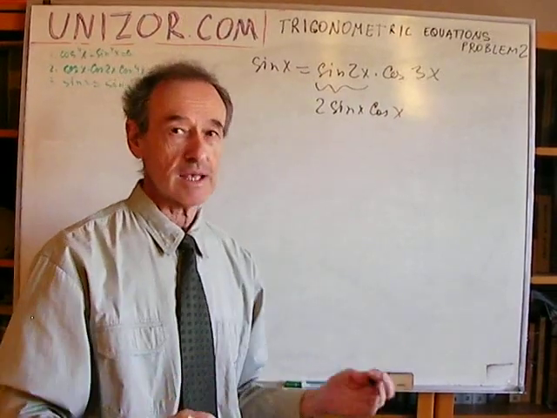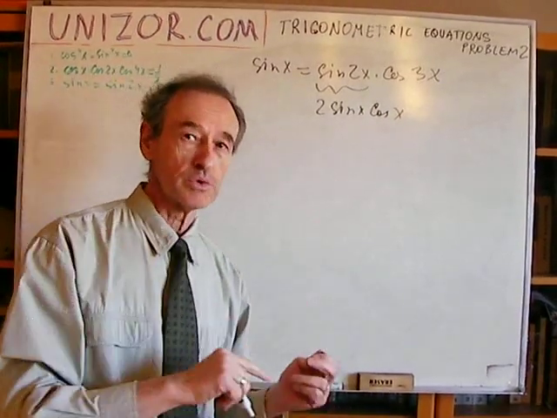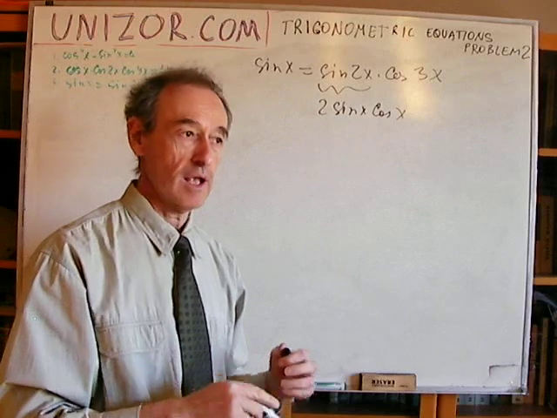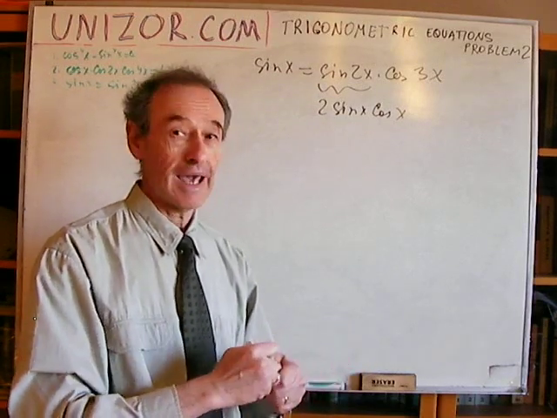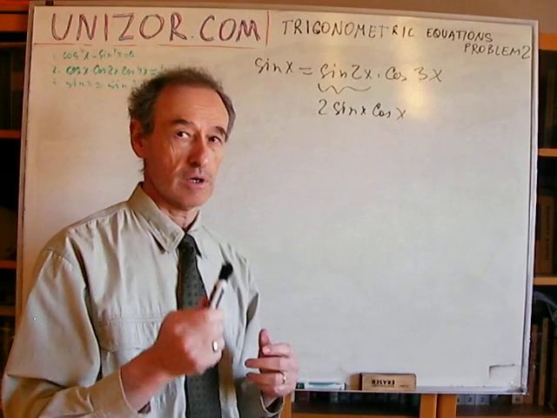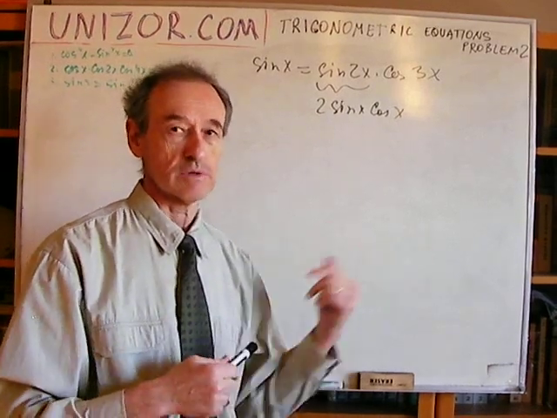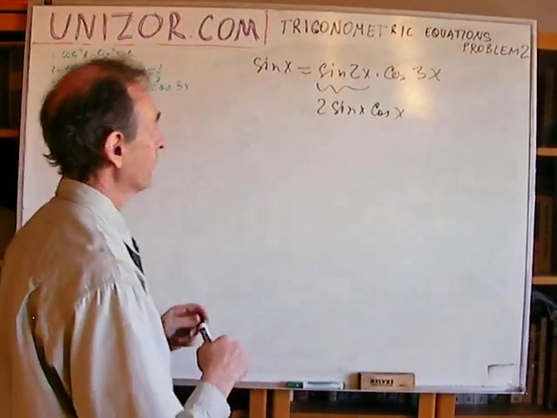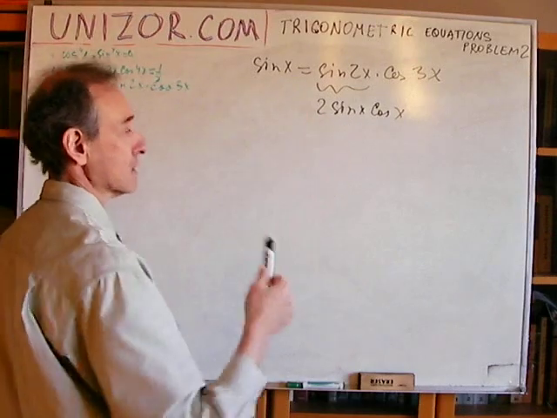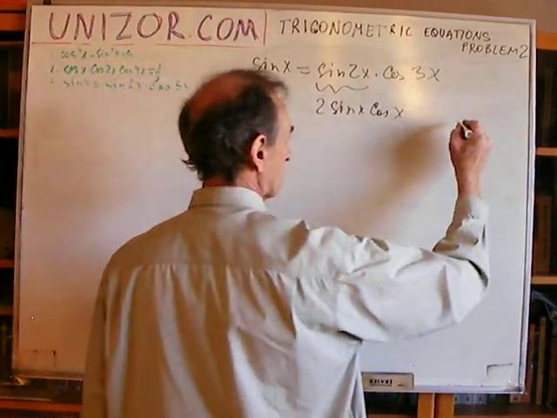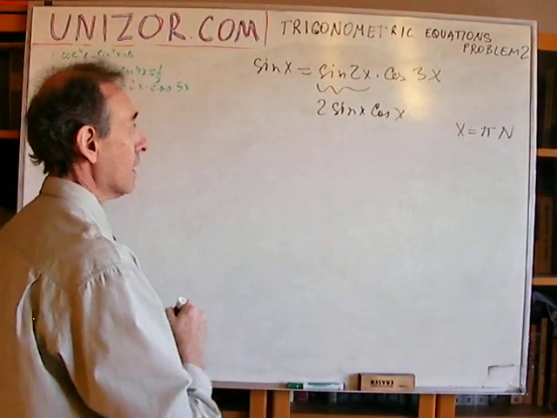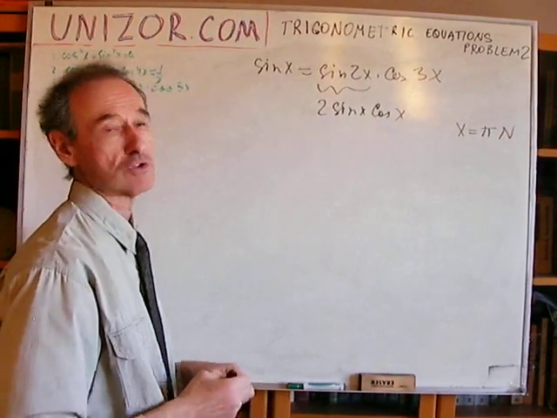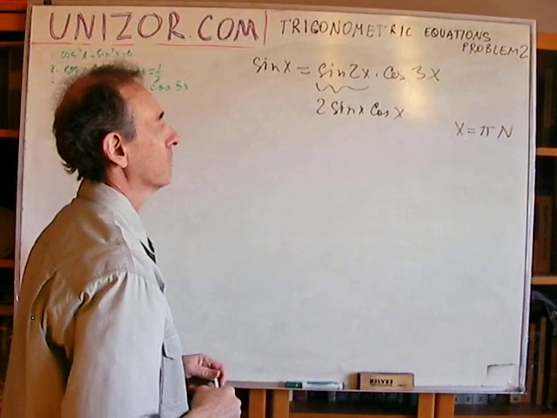However, if we just reduce by sine x without saying anything, we might lose solutions in this case. In the previous problem, we multiplied by sine x and we added solutions which are not really solutions of the original equation. Here, obviously, if sine x is equal to 0, which means x is equal to pi n, these are solutions to the original equation, because this is 0 and this is 0.